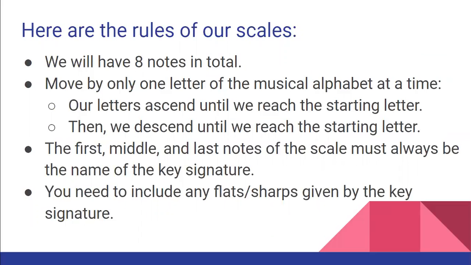Now we're going to practice building scales off of those key signatures. Just like last time, we're going to have 8 notes in total. We're going to move up 1 letter at a time until we get to the starting letter, and then we're going to go down 1 letter at a time until we get to the starting letter. Remember that starting letter is always the name of the key. The first, middle, and last notes of the scale will always be the name of the key signature. And you need to include any flats or sharps given by the key signature itself.